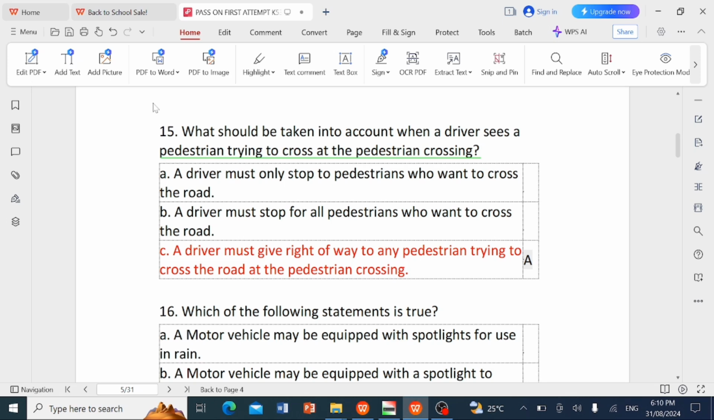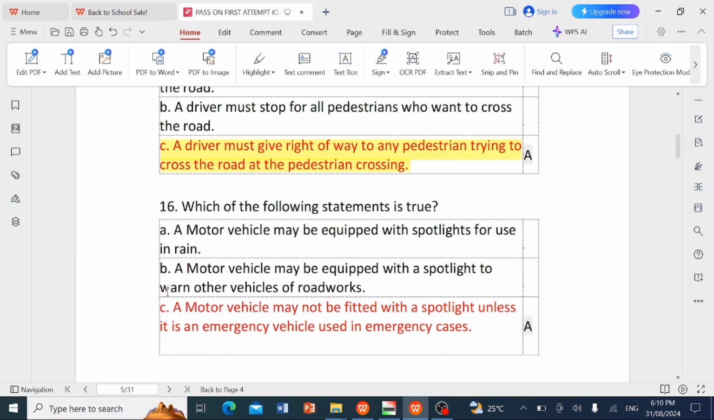So each time the driver sees that there is a pedestrian that's trying to cross that road, the driver should bring their vehicle to a complete stop right before the pedestrian crossing to allow the pedestrian to cross the road. So what that will do is that will give the right of way to the pedestrian, because remember we are still at the pedestrian crossing. So the driver must give the right of way to any pedestrian trying to cross the road at the pedestrian crossing. So he must give the right of way to any pedestrians. Okay, so this one is our correct answer.